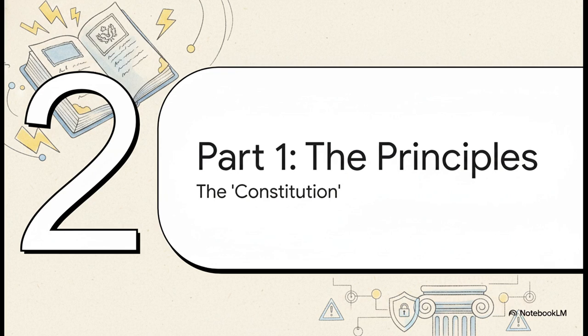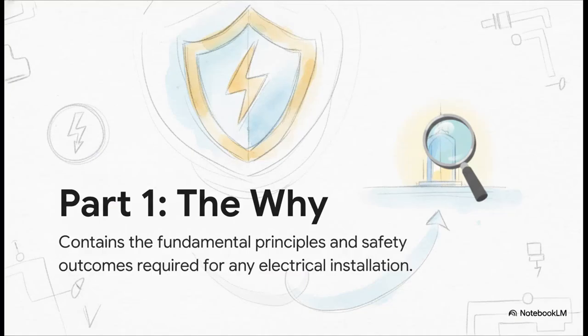The best way to think about this part is as the Constitution for electrical safety. It sets out the big, fundamental, non-negotiable principles. You see, Part 1 is all about the why. It defines the safety goals, the outcomes you must achieve. It'll say something like, your installation has to be protected from overcurrent. But notice, it doesn't tell you how. It doesn't name the specific circuit breaker. It just sets the destination.